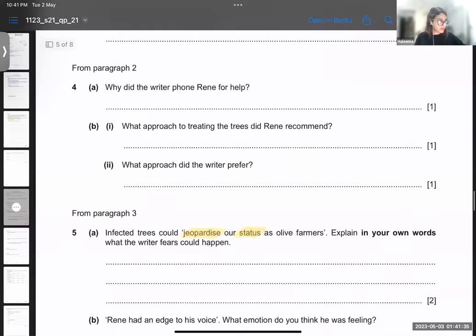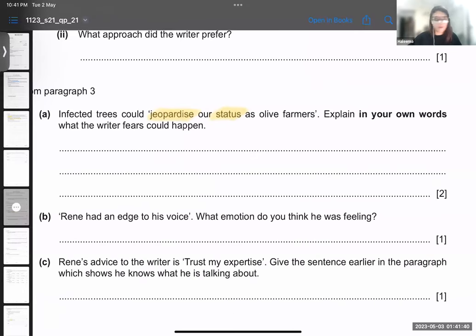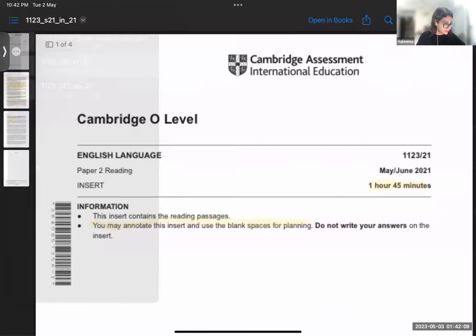So if you look at this question right here, infected trees could jeopardize our status as olive farmers. All right, this is a question that you're expected to answer in your own words. So what does that mean? You look at the keywords, two words that you have to rephrase, paraphrase basically, the words jeopardize and status. So if you know a synonym for each of them, that's what you write. But in case you do not know a synonym, it's a word that you haven't heard of before, that's when you go back to the passage, look at the passage, and in your own words, explain what that phrase itself means.